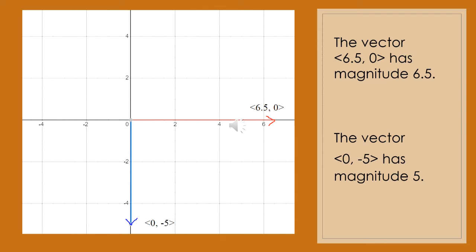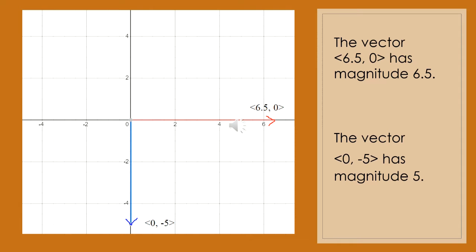I just stated that you could use the Pythagorean theorem to find the length of any vector, and that is true. But if your vector is just directly horizontal or vertical, so for example, we have a vector directly on the x-axis with initial point 0, 0 and terminal point 6.5, 0. You can see by just looking at the vector and looking at the diagram that its length is 6.5. You don't really need to use the Pythagorean theorem.